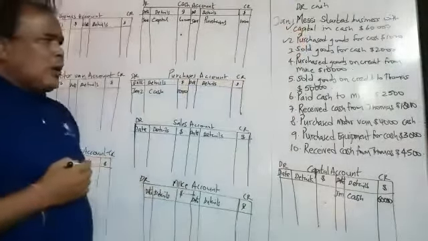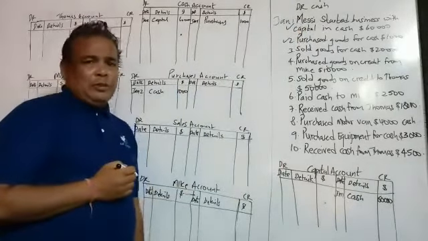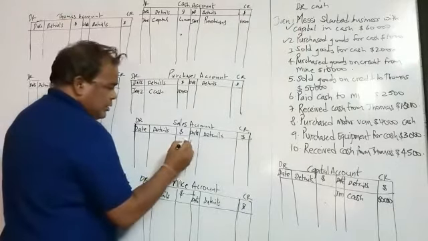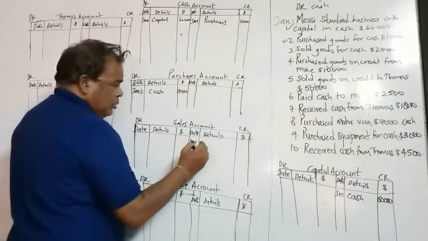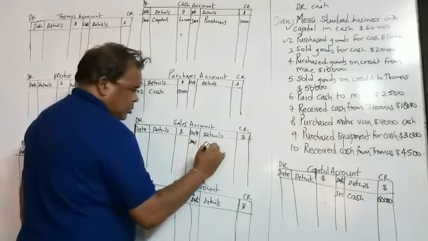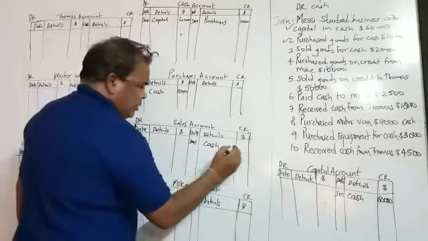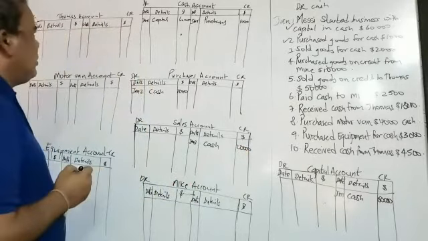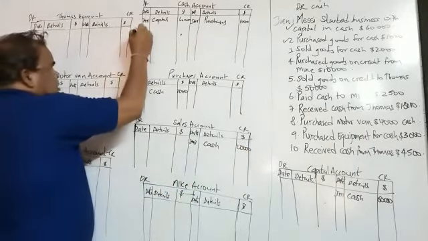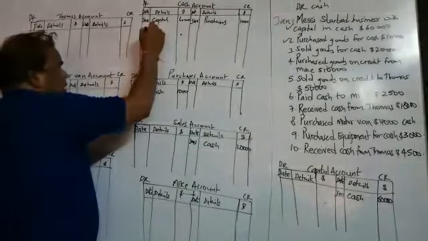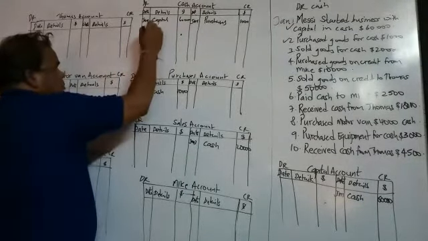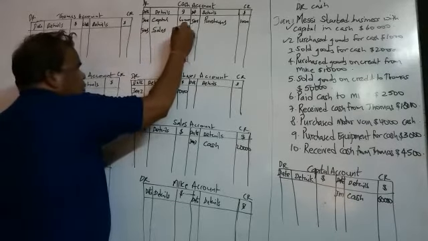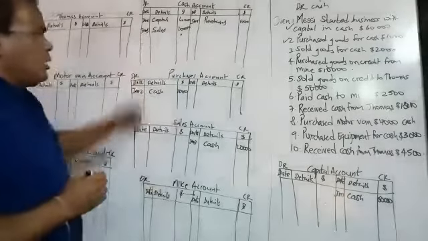January 3, sold goods for cash $1,000,000. Sales, we have to credit. Credit sales. On the credit side of the sales account, we write down January 3. We write down cash, $1,000,000. Then we have to debit the cash account, January 3. We write down sales, $1,000,000. So credit sales, debit cash.